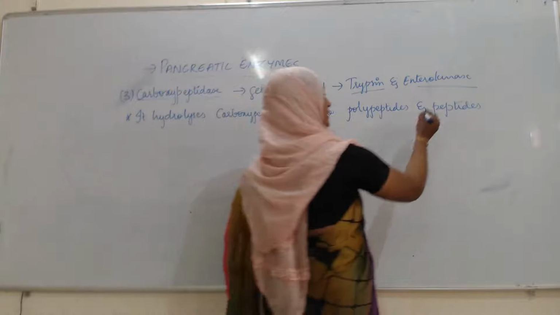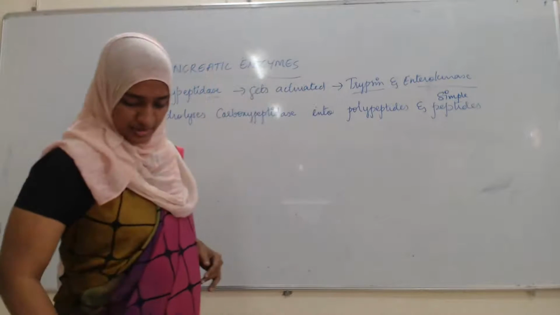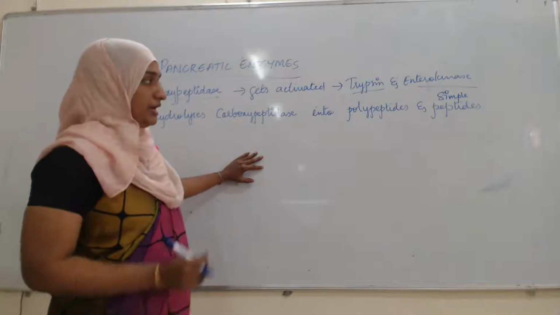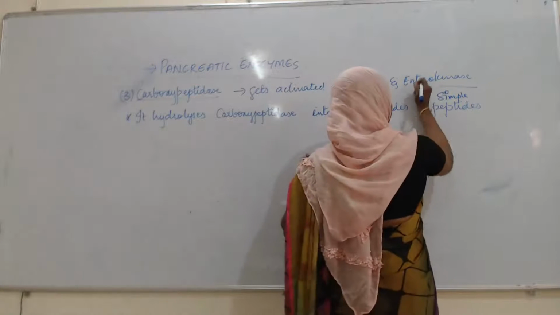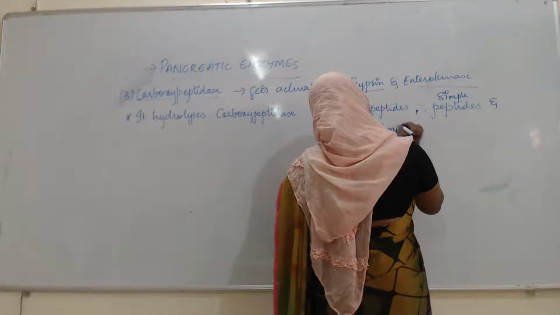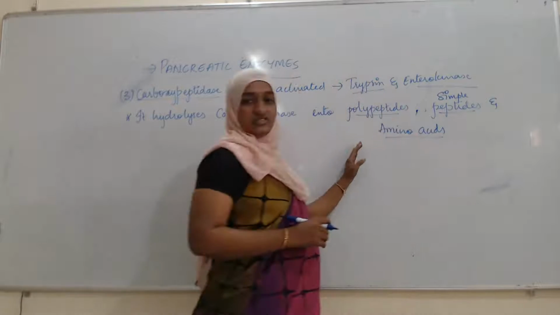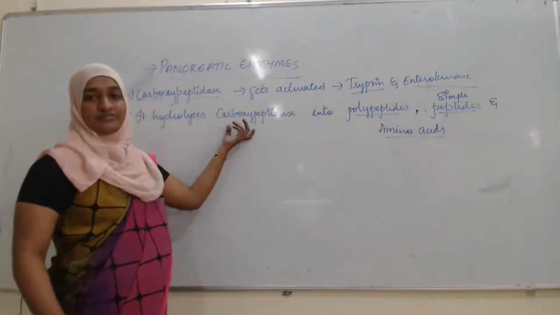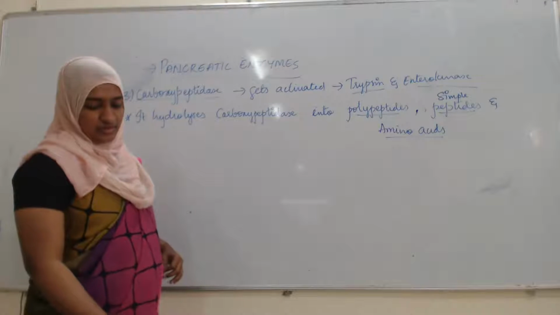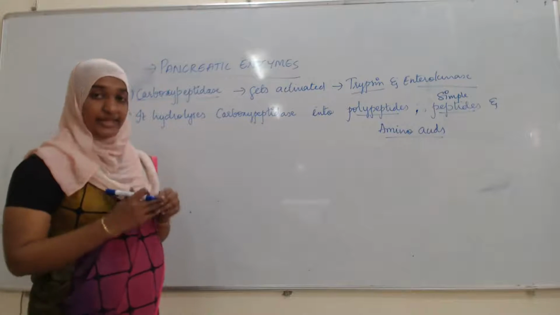Okay, the next thing here, polypeptides are converted into simple peptides. These peptides will be in the form of simple peptides, as well as amino acids. Polypeptides, simple peptides and amino acids, these three are the products after the hydrolysis by carboxypeptidases.